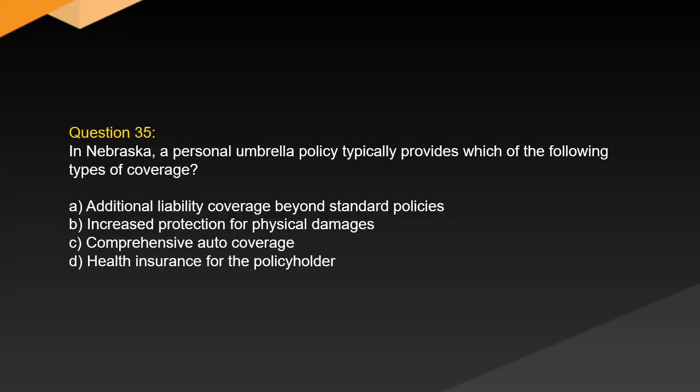Question 35. In Nebraska, a personal umbrella policy typically provides which of the following types of coverage? A. Additional liability coverage beyond standard policies. B. Increased protection for physical damages. C. Comprehensive auto coverage. D. Health insurance for the policyholder.